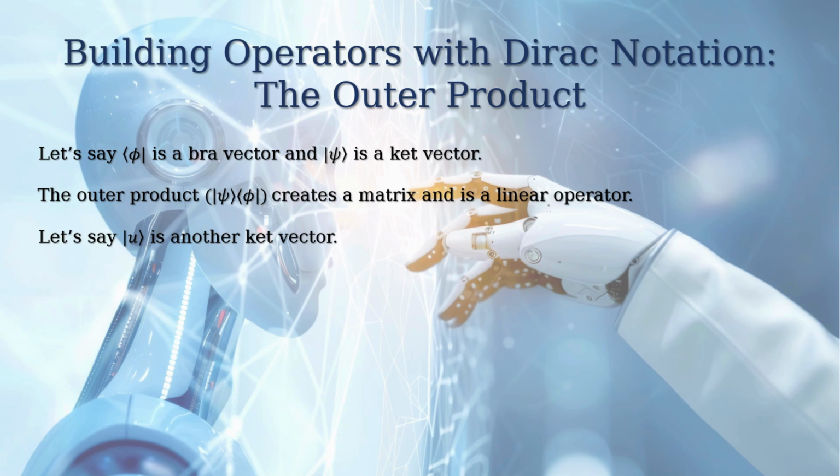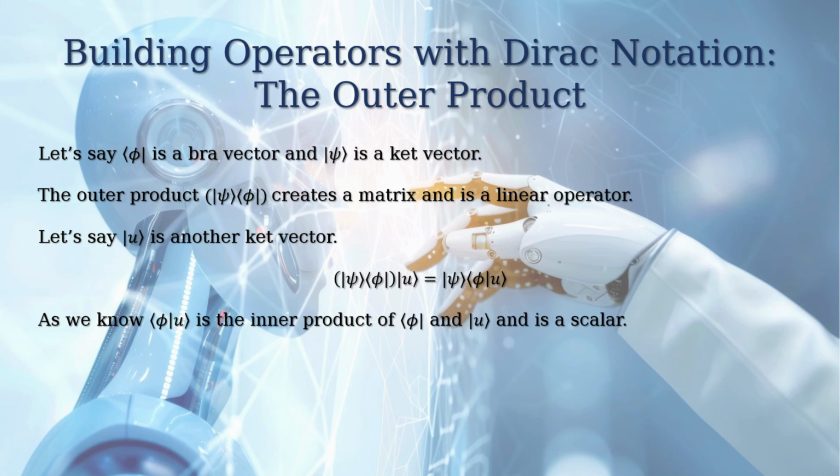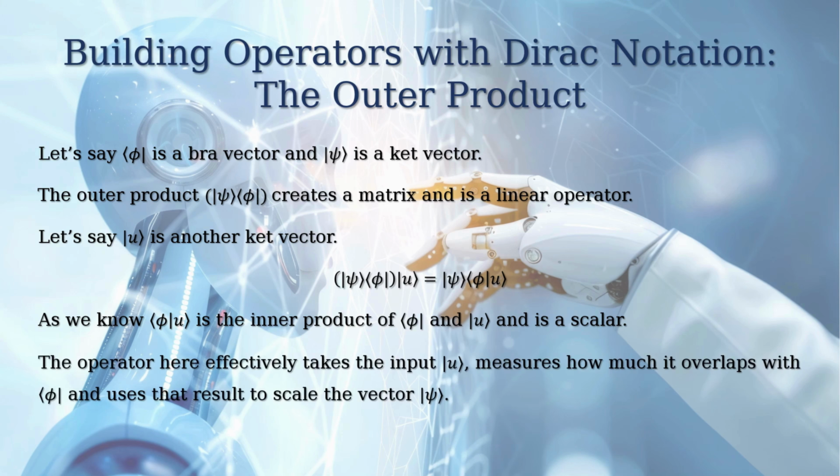Let's say ket u is another ket vector. As we know, the inner product of bra phi and ket u is a scalar. So, the operator here effectively takes the input ket u, measures how much it overlaps with bra phi and uses that result to scale the vector ket psi.